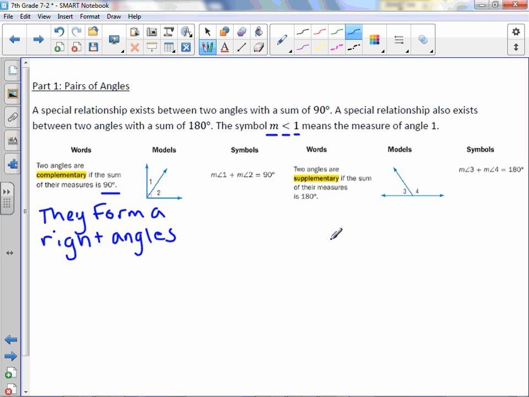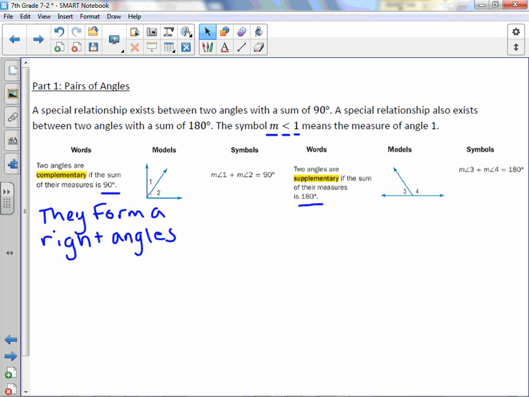Supplementary, on the other hand: two angles are supplementary if the sum of their measures is 180 degrees. They make a straight line. S, supplementary; S, straight. Okay? So, a couple ways you can remember between the two.